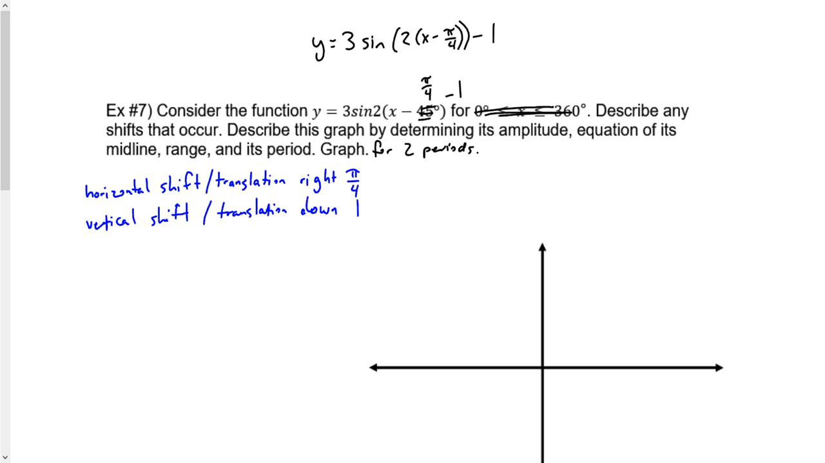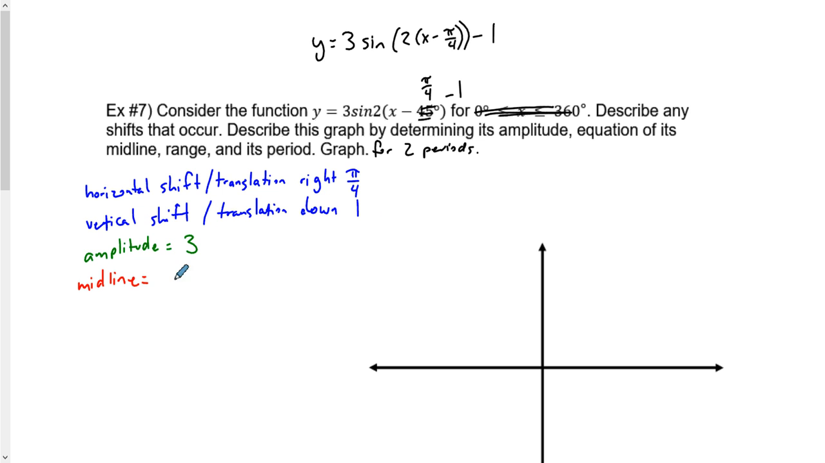So let's identify a few key characteristics again. Our amplitude. Amplitude is whatever our A value is. And this one, it's 3. The equation of the midline. So the midline is affected by that vertical translation.